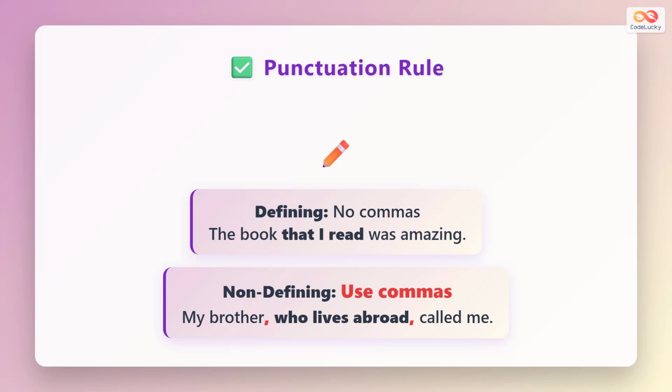When using defining relative clauses, do not use commas because the information is essential. In contrast, non-defining relative clauses always require commas, as they add extra information that is not essential to the sentence.